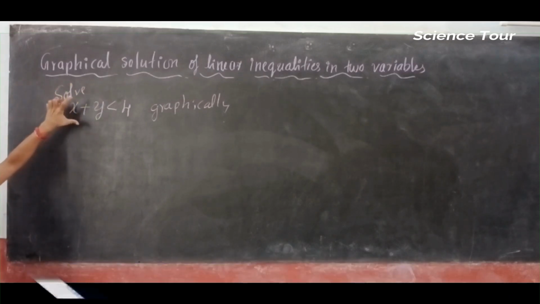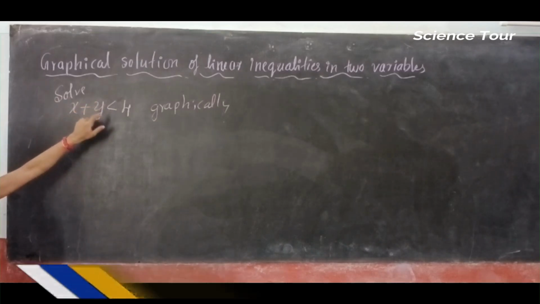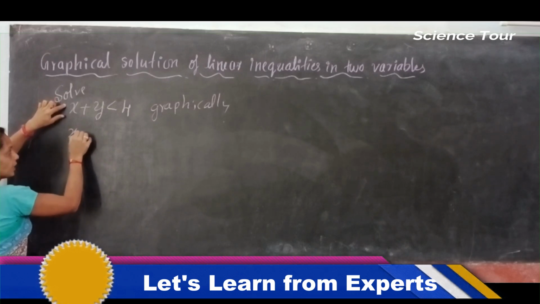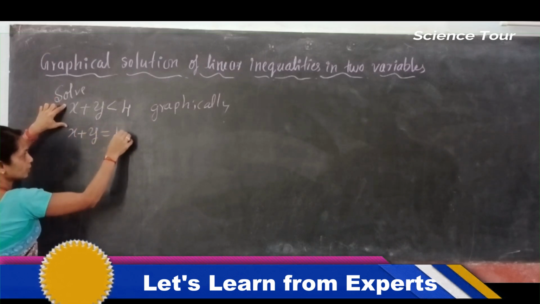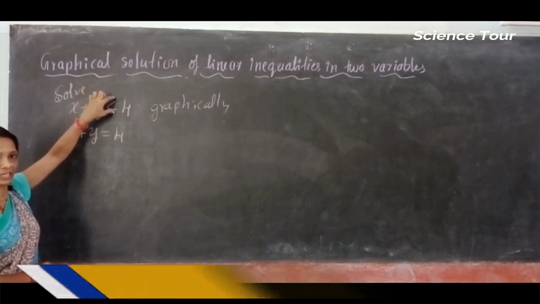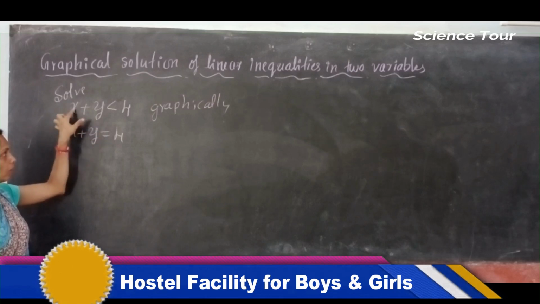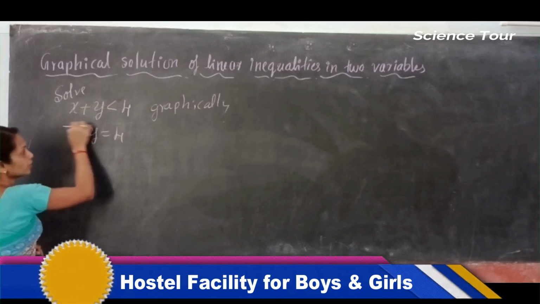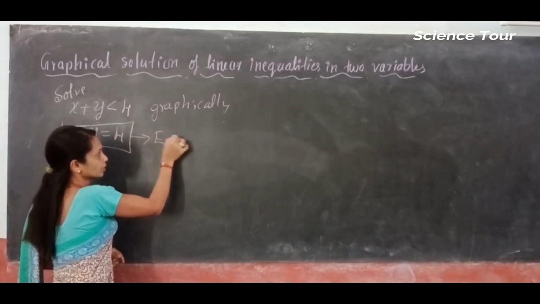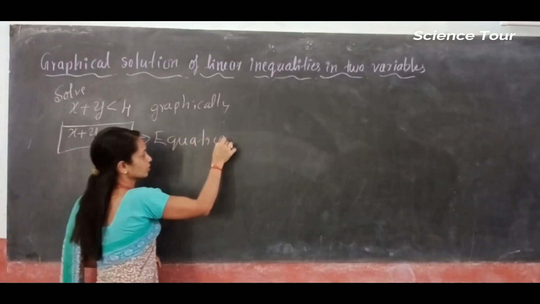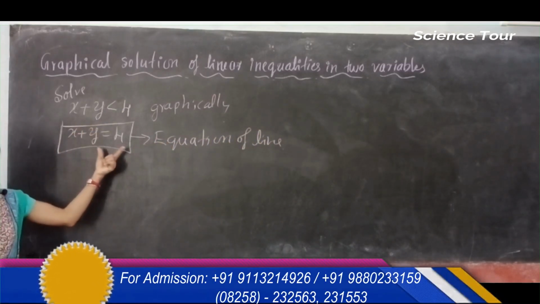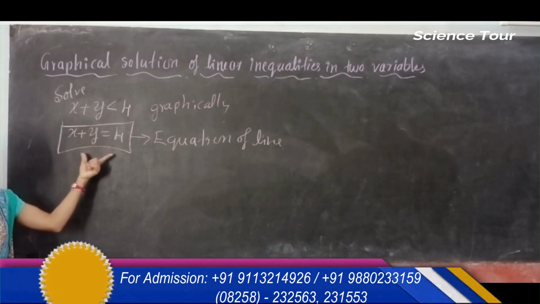You have to replace this inequality symbol by the equal to symbol first. If you replace this inequality symbol by the equal to symbol, then now you will get one equation, right? What we did here, we replaced the inequality symbol by the equal to symbol. All other things we kept as they are. So now you will get one equation, that is the equation of what? Equation of a line. If you replace the inequality symbol by the equal to symbol, you will get the equation of a line.